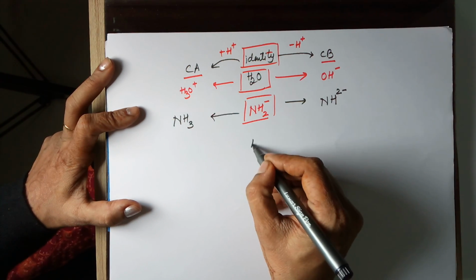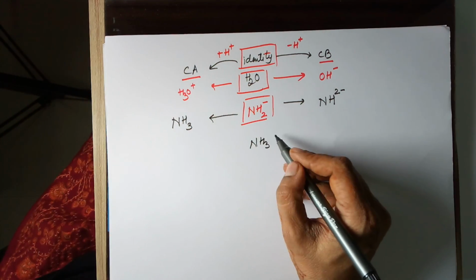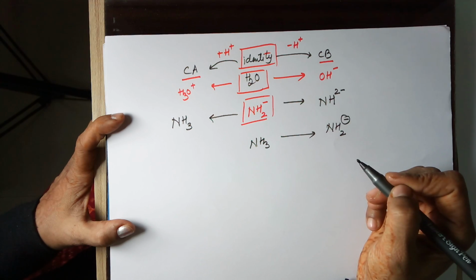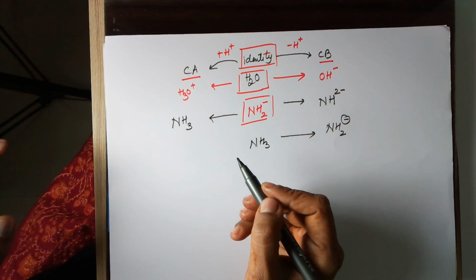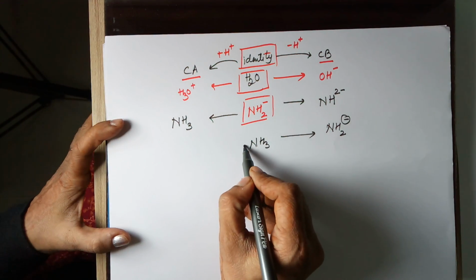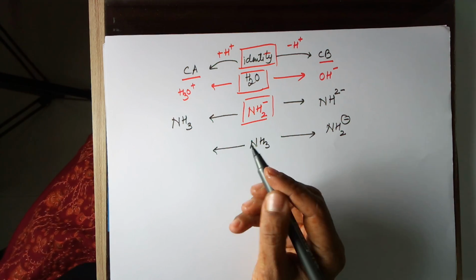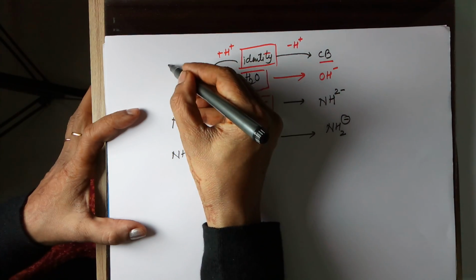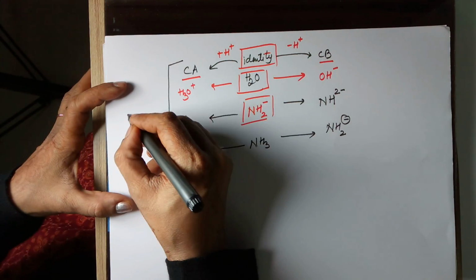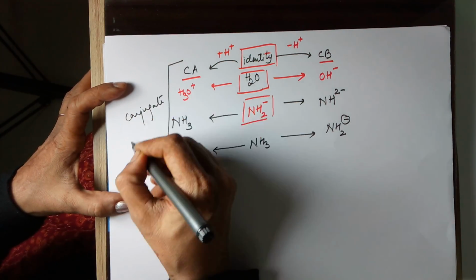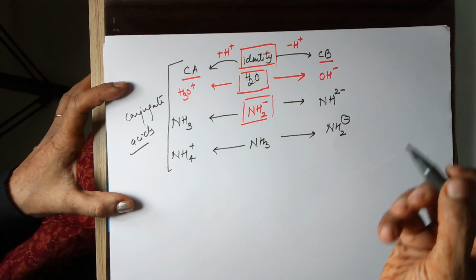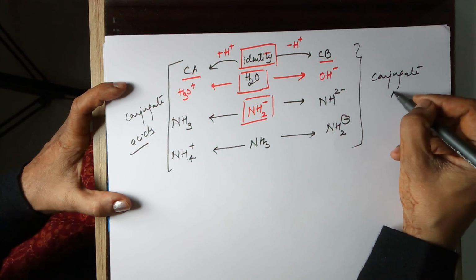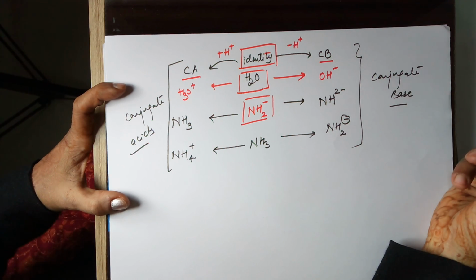The third example is ammonia. Ammonia, after the loss of a proton, will lead to the formation of this identity, which would be the conjugate base. Whereas if it accepts a proton, it would lead to the formation of your ammonium ion, which would be your conjugate acid. So all these are conjugate acids due to the gain of a proton, and all these are conjugate bases due to the loss of a proton.